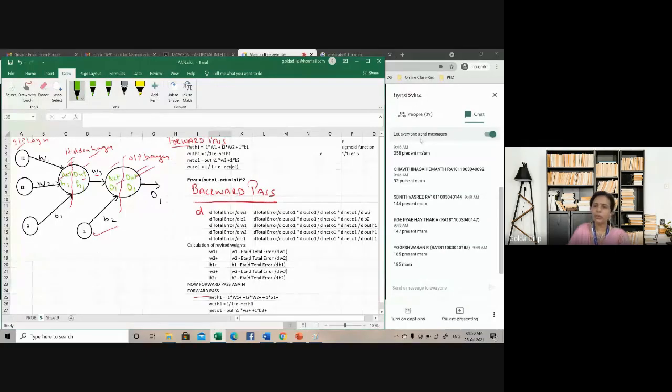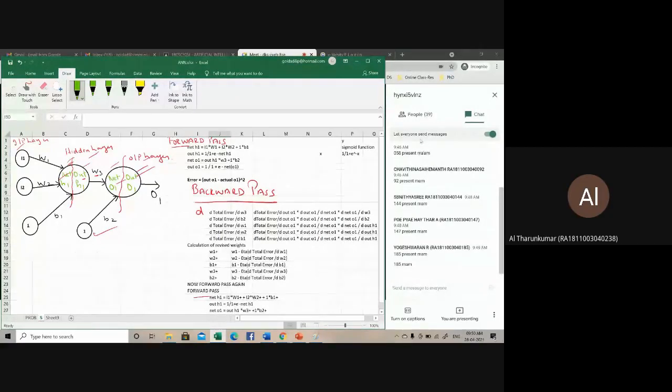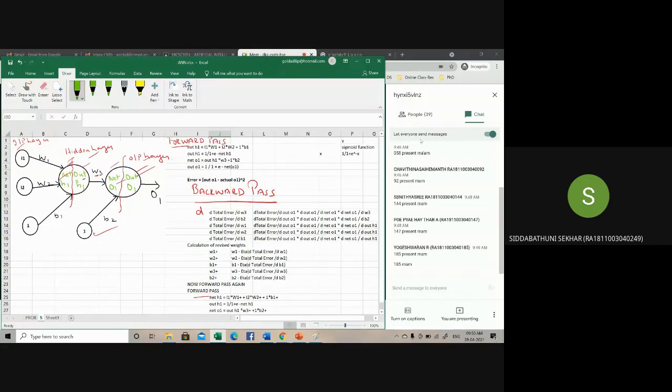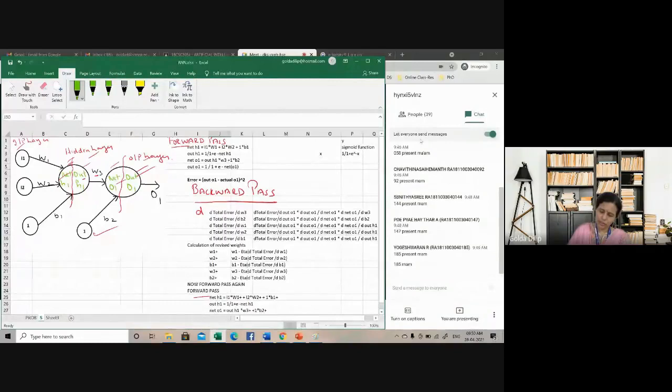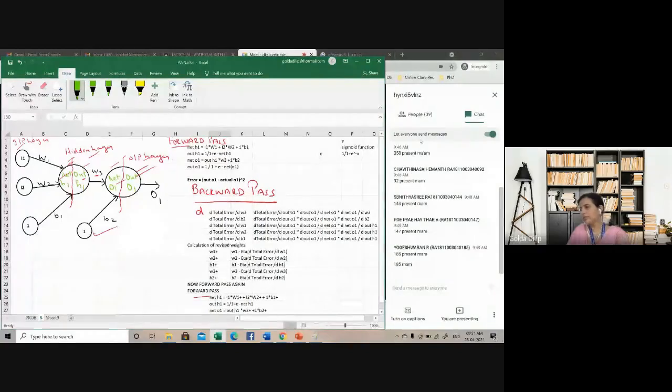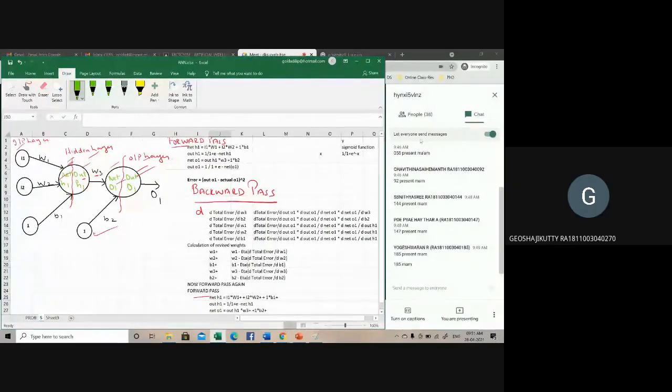201, Rajadurai. Present, ma'am. Tarun Kumar. Present, ma'am. 242, present. Tilak, present. Divya. Divya is there? No response. Gunashekar. Present, ma'am. Gunashekar noted. Manitarun. Present, ma'am. Shaji. Present, ma'am.